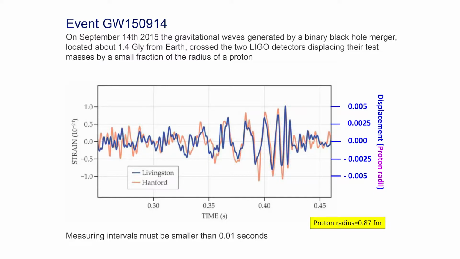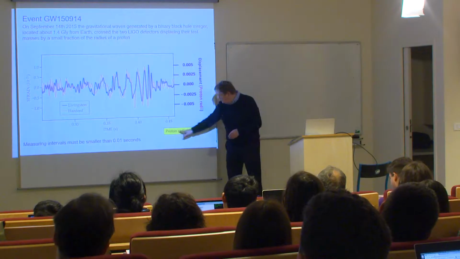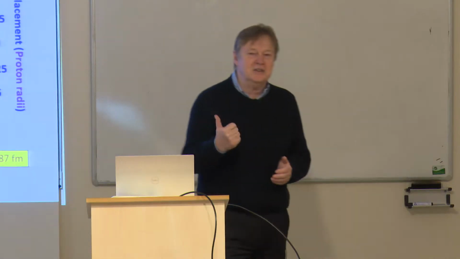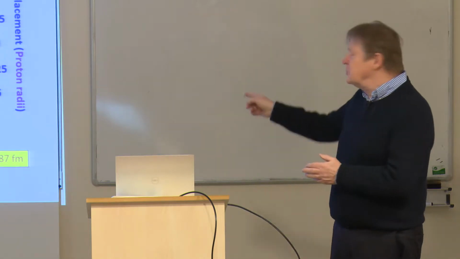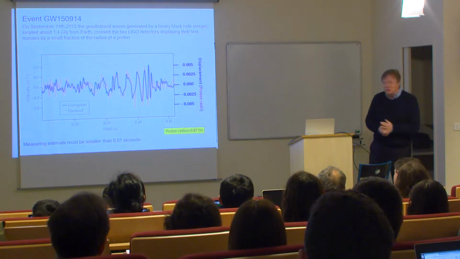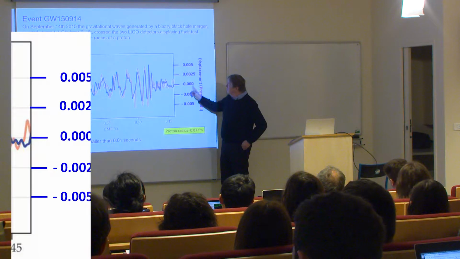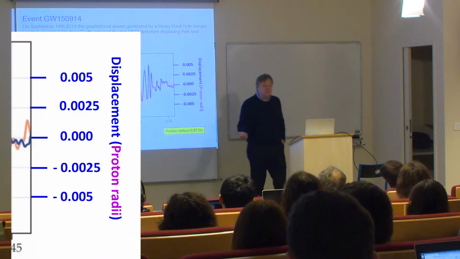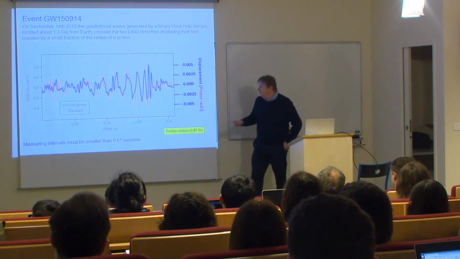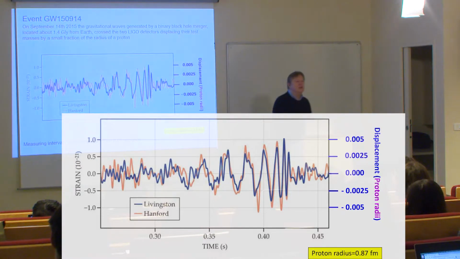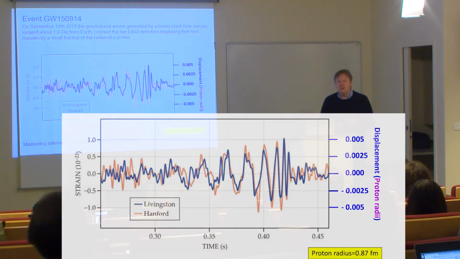So over here, I show you the proton radius. So it's 0.87 femtometer. Before I went into gravitational waves, I was in particle physics and nuclear physics. For example, I did electron scattering to measure this proton radius. And it's kind of interesting if you look at the amplitude of this wave in terms of proton radius, it's extremely small. And the other thing is that the time that this event takes is only a fraction of a second. So you would like to do measurements with a precision of something like 10 to the minus 18, 10 to the minus 19 meters. But you want to do this on a millisecond time scale.